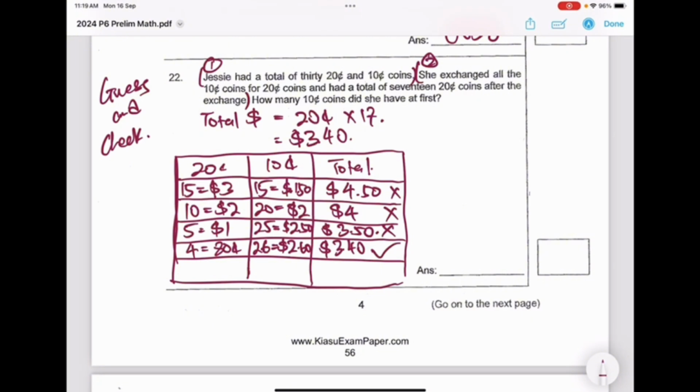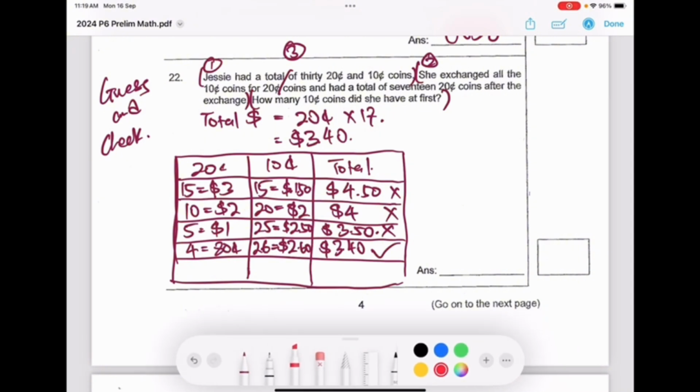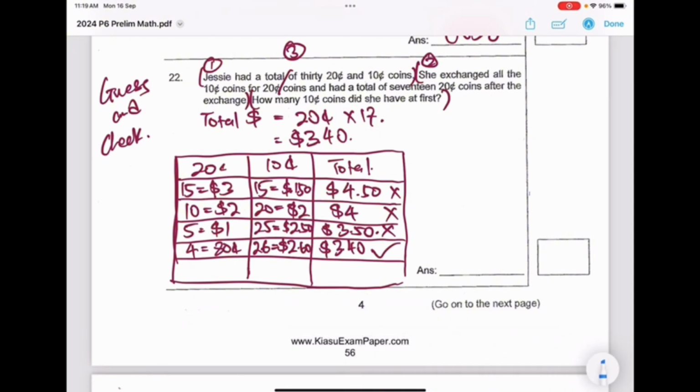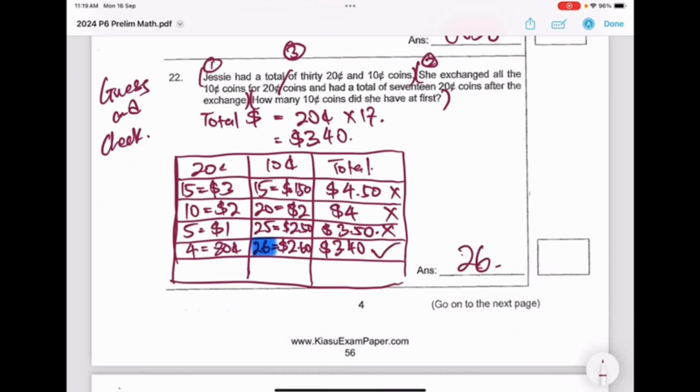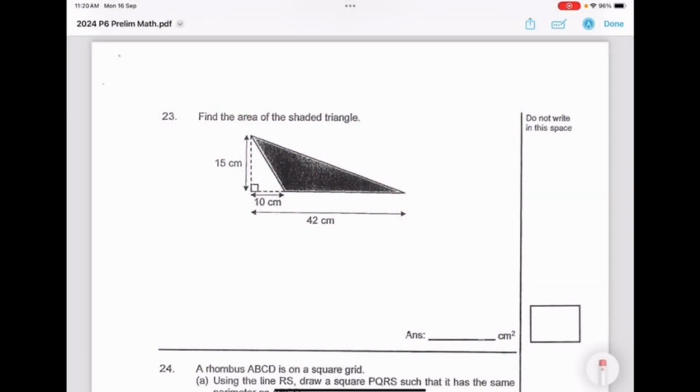Let's move on to the last sentence. It asks, how many 10-cent coins did she have at first? Looking at the 10-cent coin column, we can see that the amount of 10 cents that she has at first is 26. And this is my answer for question number 22. Moving on to question number 23.